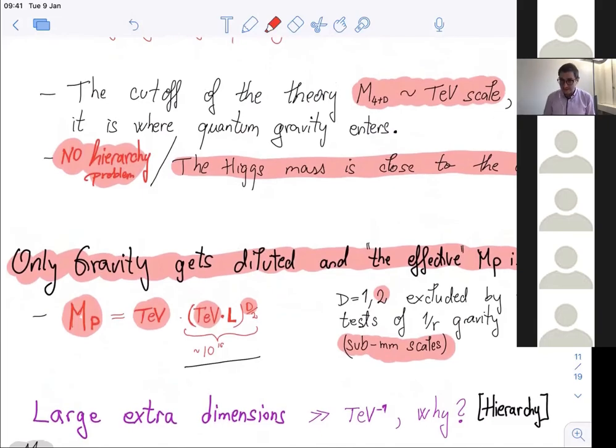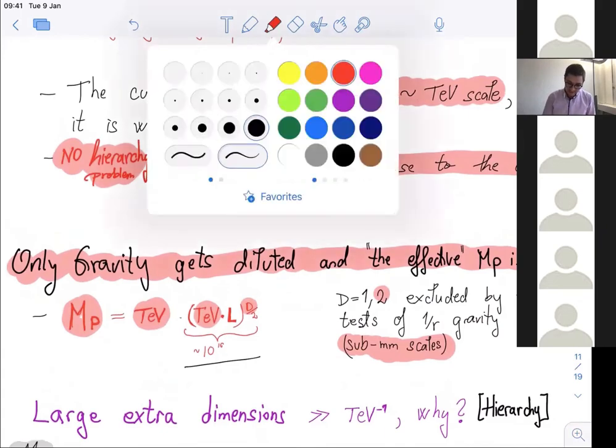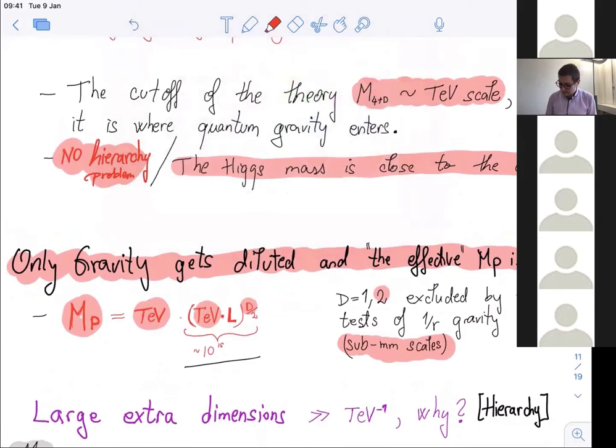In fact, the ADD model doesn't really completely solve the hierarchy problem. It simply transfers the hierarchy between the Higgs mass and the apparent Planck scale, which comes from the measurement of the Newton constant, into the hierarchy between the large extra dimension and inverse TeV. So now TeV is the cutoff, and the inverse TeV is some fundamental length scale. Then why are the extra dimensions large? Why is this, for example, sub-millimeter? Why is it so much bigger than inverse TeV? And this is the hierarchy problem.